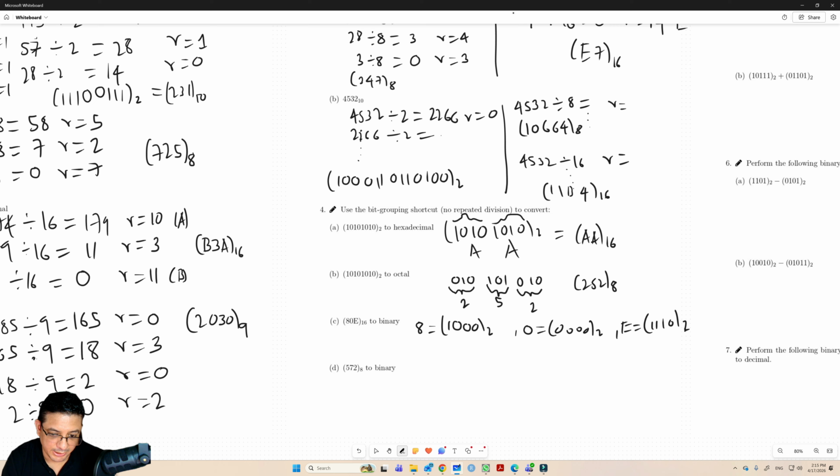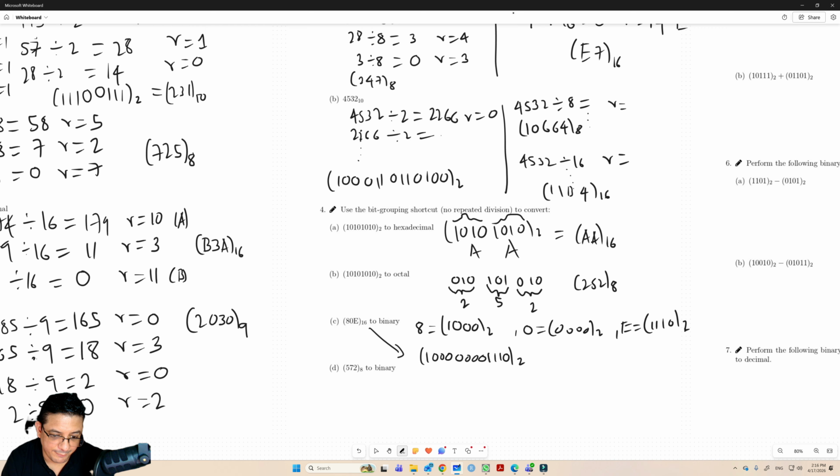That will mean that the representation of 80E in binary will just be 1, 0, 0, 0, then 0, 0, 0, 0, and then 1, 1, 1, 0 on base 2. So we reorder pretty much in the same order to write that number into binary.